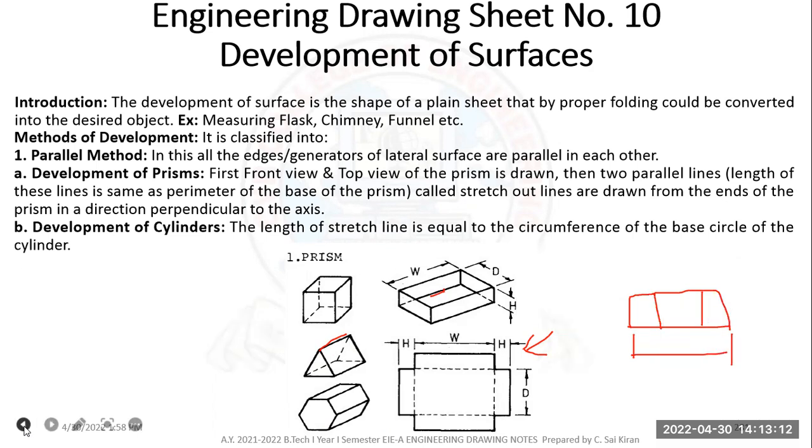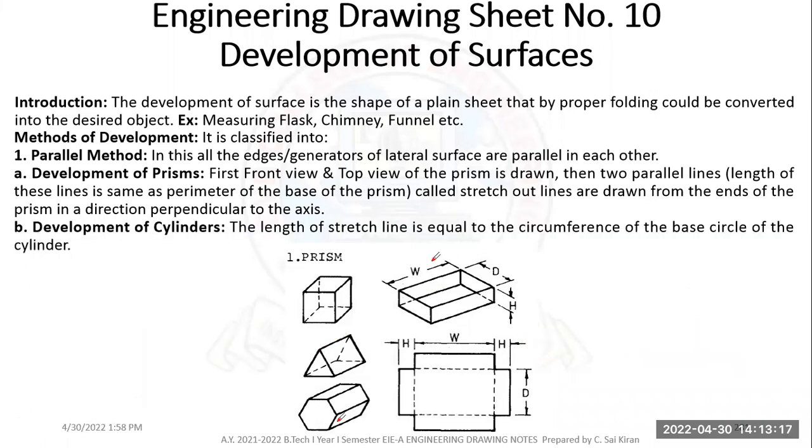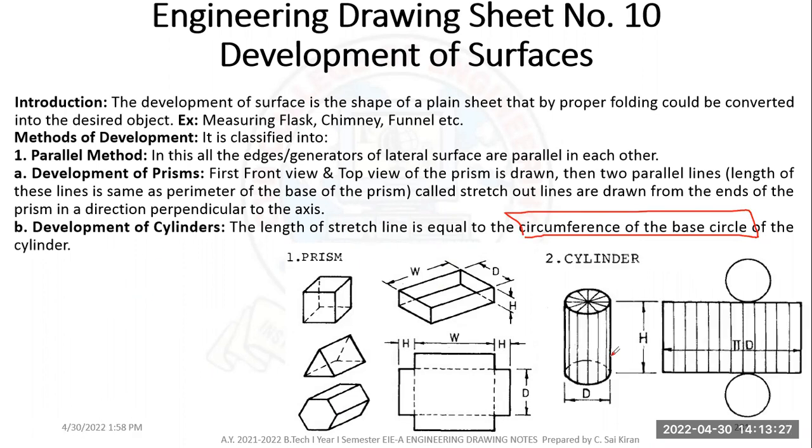Then development of cylinder. In the development of cylinder, the length is equal to the circumference of the base circle. So whenever we are making the development of cylinders, it is equal to the circumference of the base circle. We can develop the cylinder like this. Suppose this is the diameter and this is the height. This is 3D, not exactly the top view or front view. So it is a 3D object. For a 3D object, this is the height and this is the diameter.